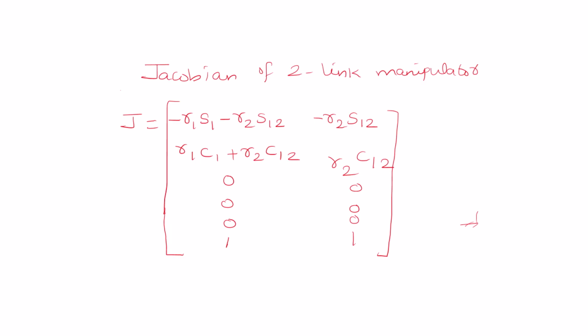Right? So I have just written it separately here. So the Jacobian of the two-link manipulator or RR configuration is J equal to minus R1 S1 minus R2 S12, R1 C1 plus R2 C12, 0, 0, 0, 1, and minus R2 S12, R2 C12, 0, 0, 0.